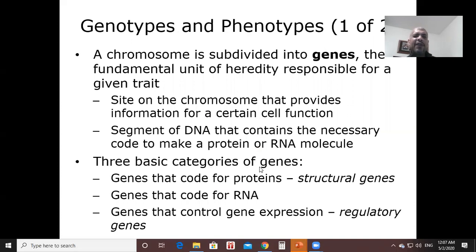So we'll talk about genotypes and phenotypes. A chromosome is subdivided into genes, which is the fundamental unit of heredity responsible for a given trait. Those are genes, the site on the chromosome that provides information for a certain cell function. So a gene is a segment of DNA that contains the necessary code to make a protein or an RNA molecule. There are three basic categories of genes. First, genes that code for proteins, which are considered structural genes. Then genes that code for RNA specifically. Then genes that control gene expression, which are regulatory genes.